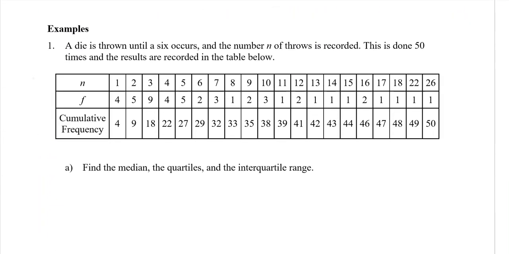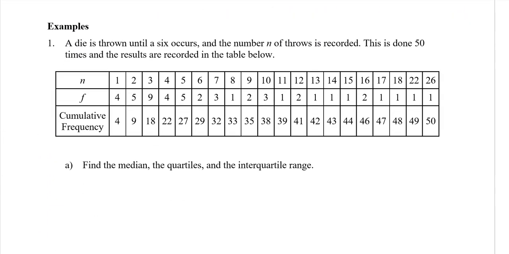Okay, questions time. A die is thrown until a 6 occurs and the number n of throws is recorded. This is done 50 times and the results are recorded in the table below. So what's happening is you've got your dice and you're just seeing how many rolls it takes until you get a 6. Out of the 50 times that you do this experiment, you get a 6 on the first throw 4 times. That's what that means. You had to roll the dice twice, so that means on the second throw you got a 6, 5 times, and so on. So in this table, there was one time when they had to roll the dice 26 times before they finally got a 6.